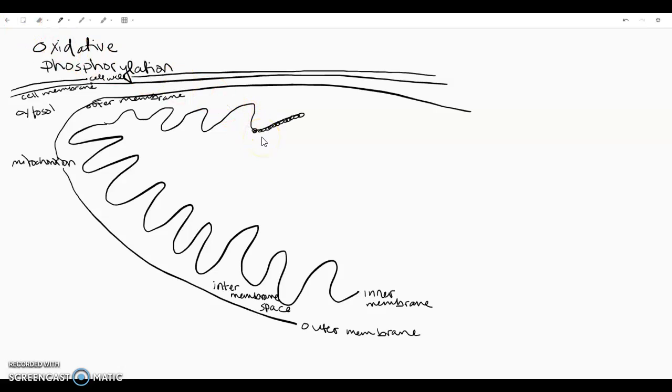Remember that the mitochondrial membrane consists of, just like all of the membranes that I've been talking about, a phospholipid bilayer, and each of those phospholipids has that head and that tail. And in this case, we're going to have some protein complexes embedded. So we're going to have the protein complex 1, the protein complex 2, the protein complex 3, and the protein complex 4.